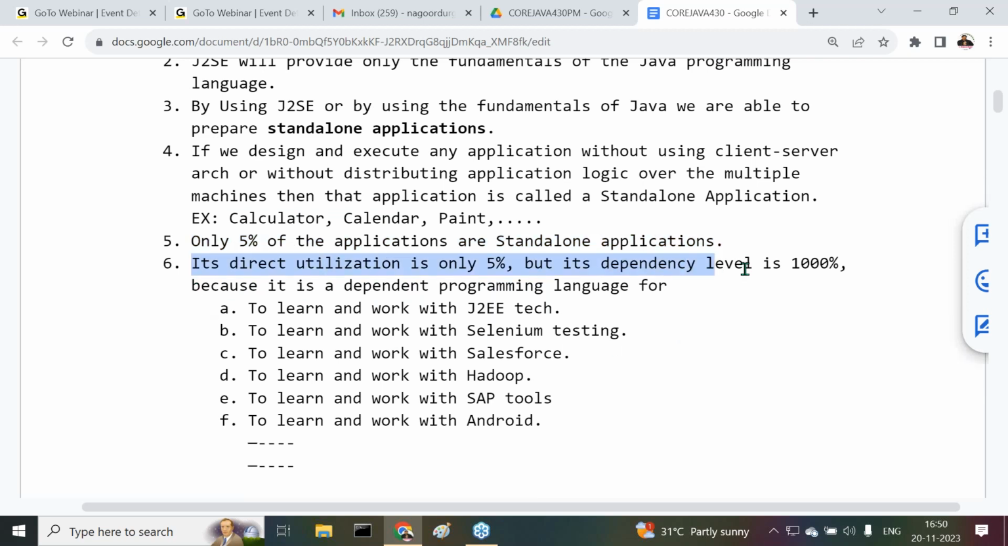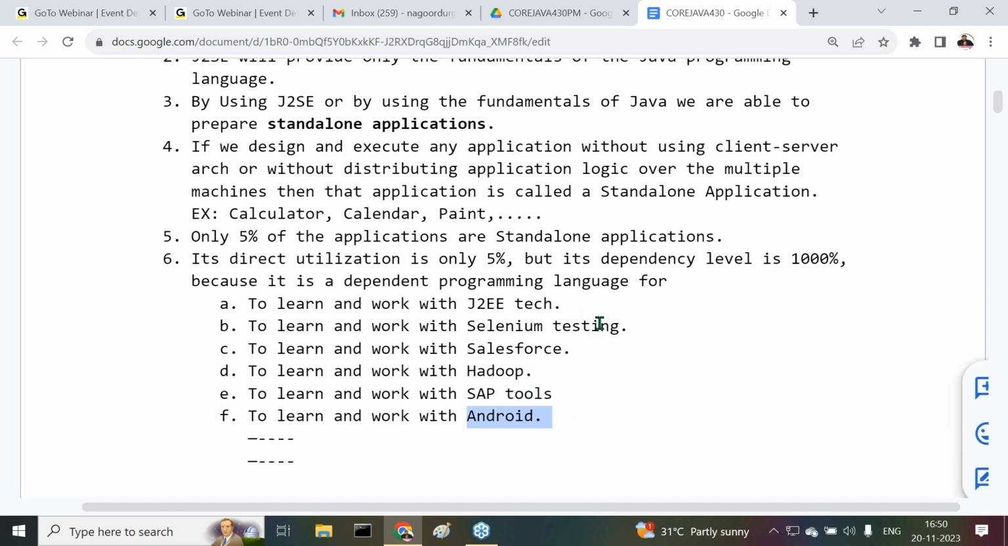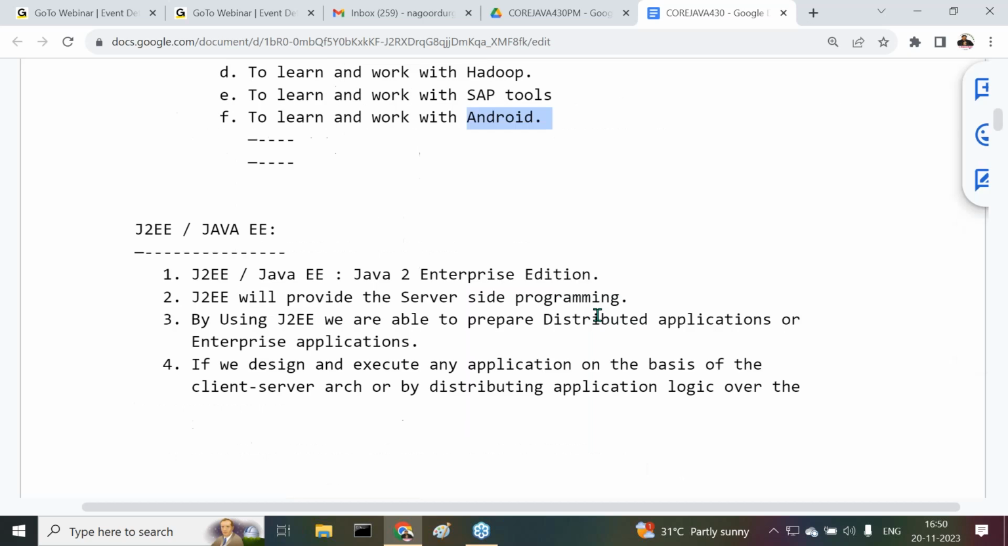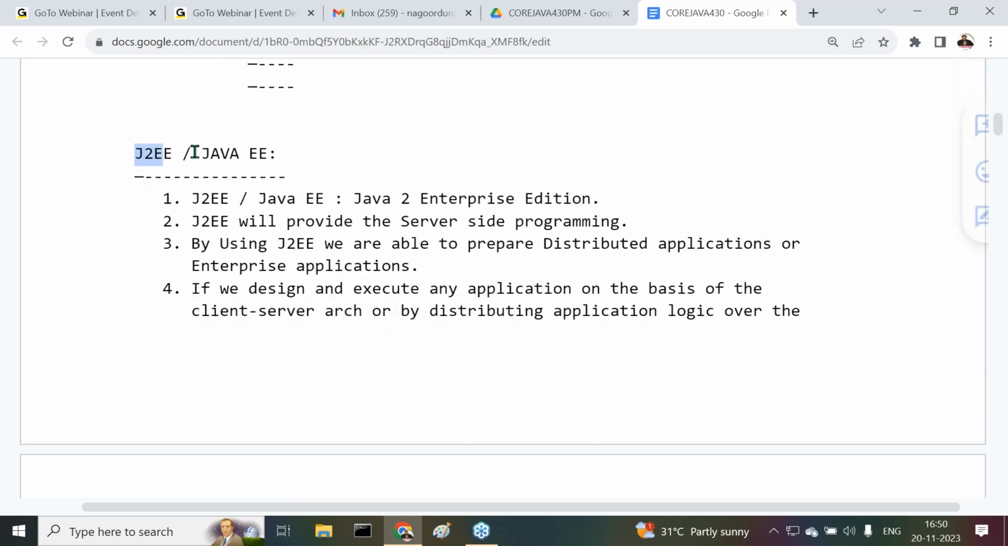Its direct utilization is only 5%, but its dependency level is 1000%. Why? Because it's a dependent programming language for learning J2EE, working with Selenium testing, Salesforce, Hadoop, SAP tools, Android, and so on. Observe carefully. Next one is J2EE or Java EE.